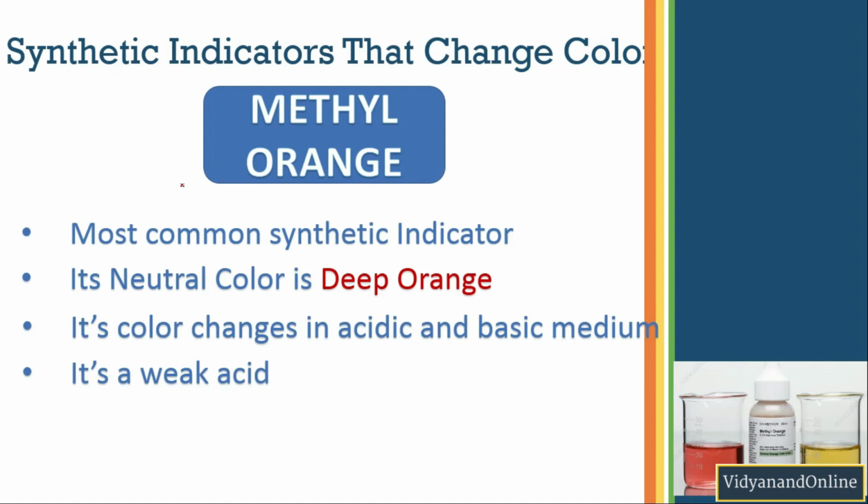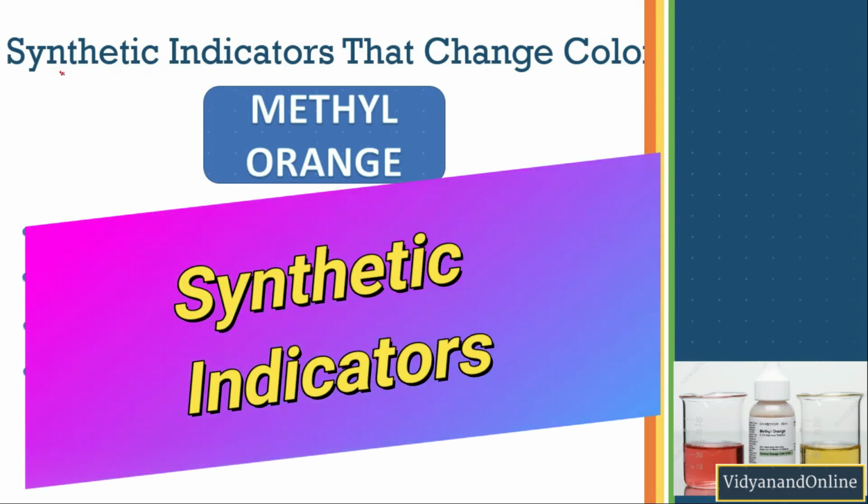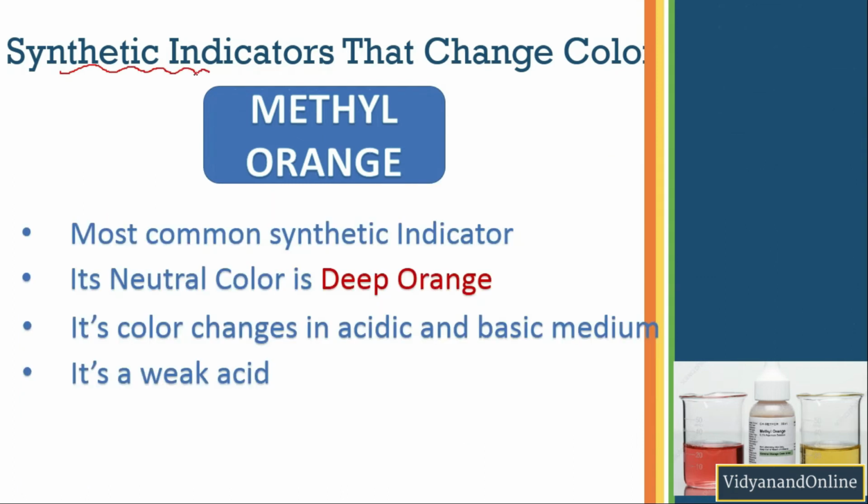So till now we have studied about the natural indicators. Now we are going to study about synthetic indicators. So what are synthetic indicators? These are the indicators which are man-made. Okay, now in synthetic indicators we have methyl orange, which is very famous, very common. So what is methyl orange? It is actually a synthetic indicator having deep orange color. So its neutral color is deep orange. Now its color changes in both acidic as well as basic medium. Also it is a weak acid.